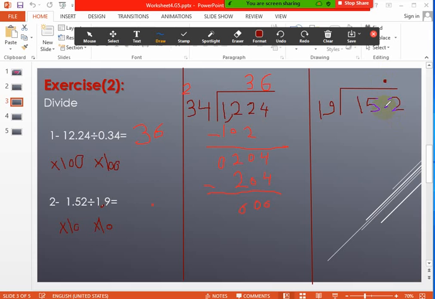Okay, so I will take the decimal point up because I will take the whole number to divide it by 19. Before that, I have to take the decimal point up and put 0 in the ones digit before it because the first digit in the quotient will be the tenth. Now, 152 divided 19.